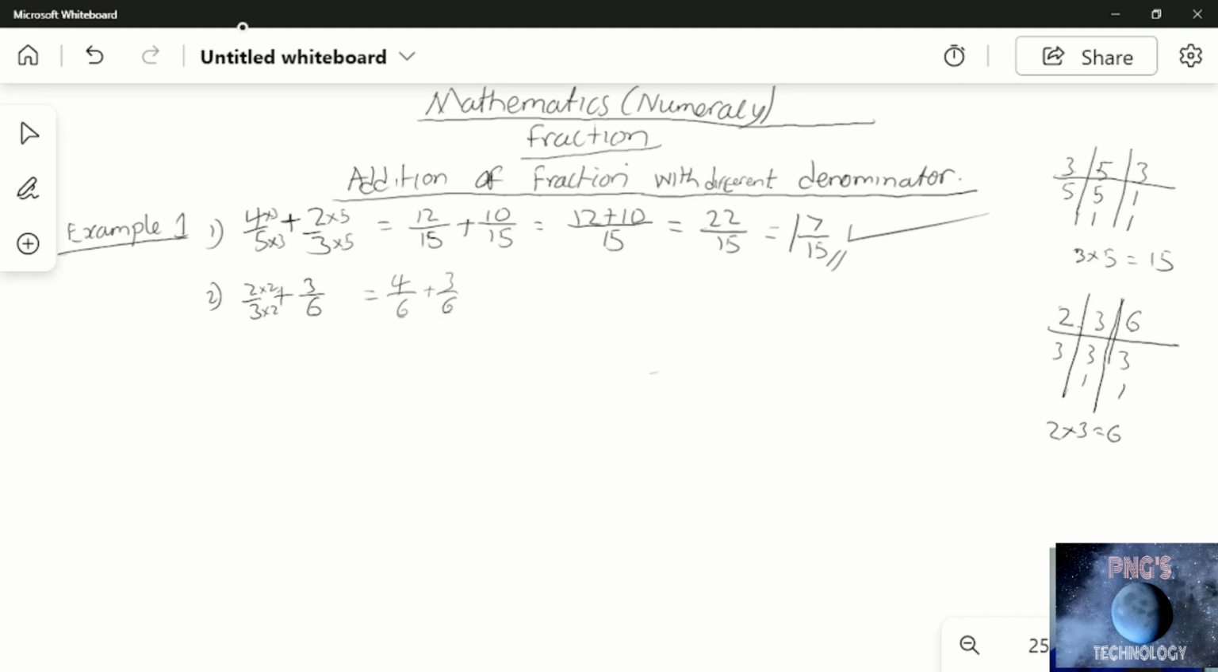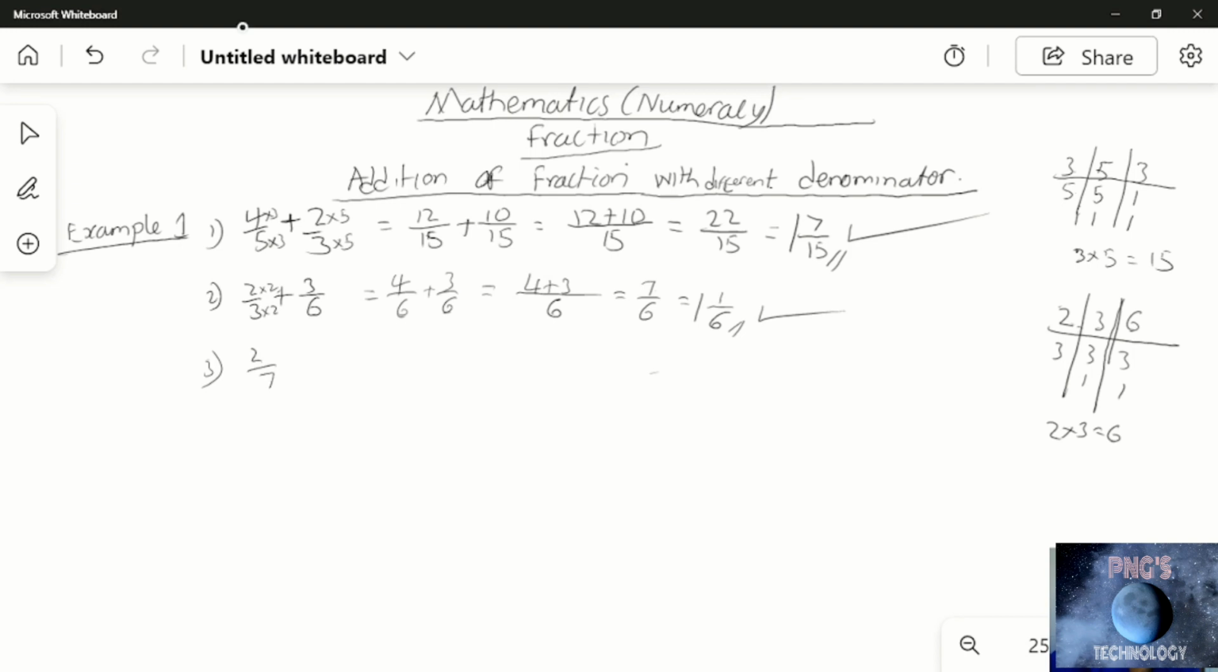Now they are the same denominator. So that is equal to all over either of the denominators, which is 6. So we have 4 plus 3, which is equal to 7 over 6. 6 can go in 7 one time. From 6 to 7, the distance is 1, so the remainder is 1 over the denominator 6. And that's correct.